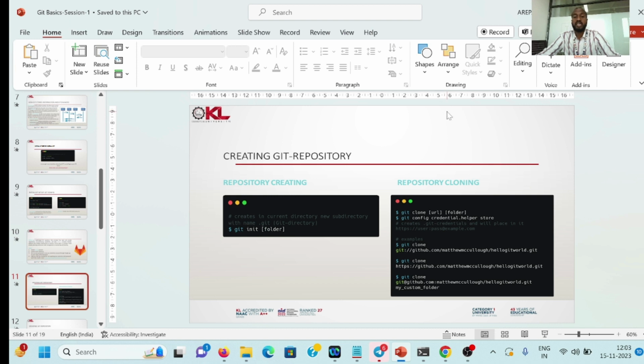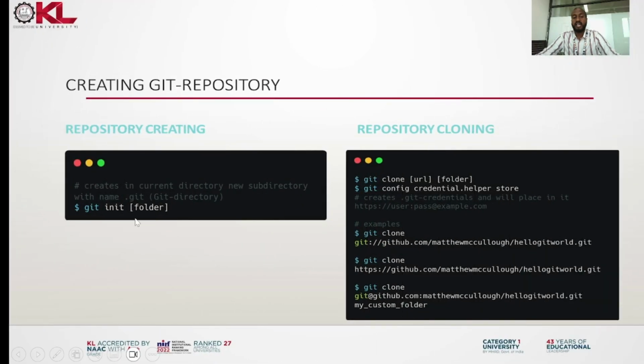Cloning is very important. Git cloning. So I'm just creating a repository. After creating the repository, what I need to do, step by step, I'm telling you: git init folder name. I'm just creating a folder. That folder is nothing but a repository.